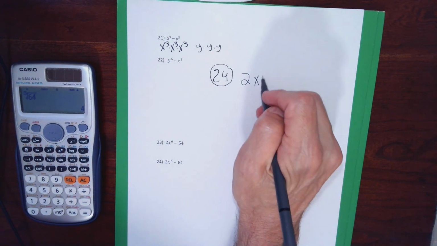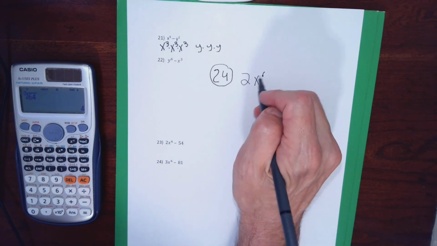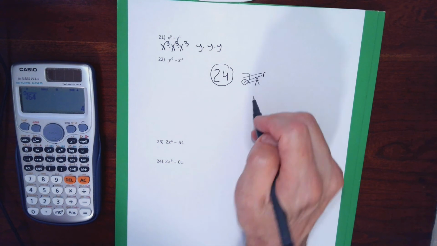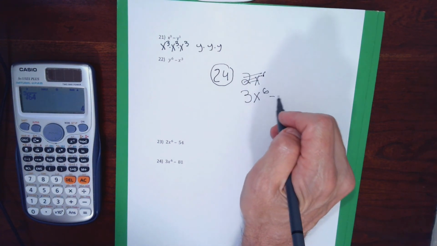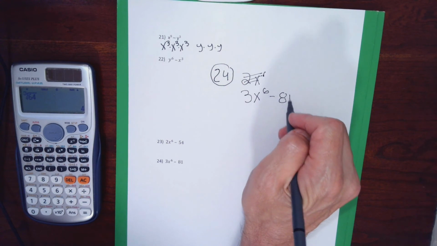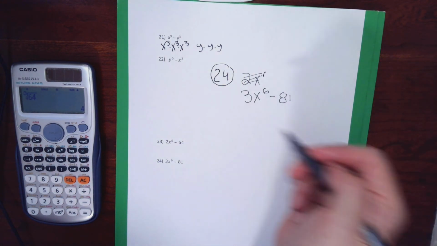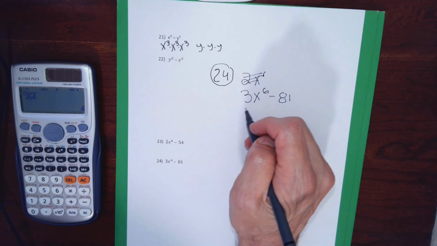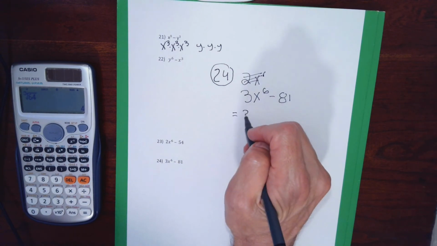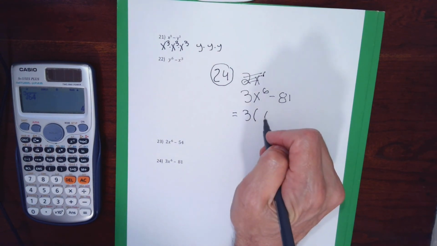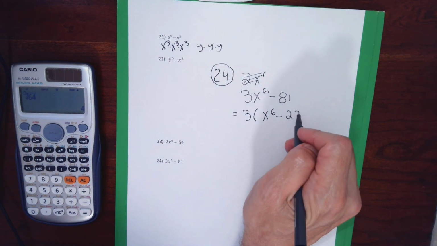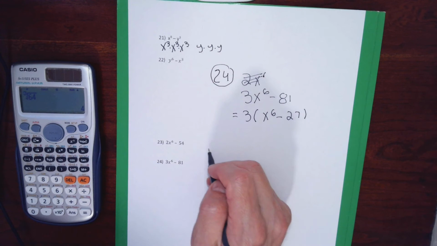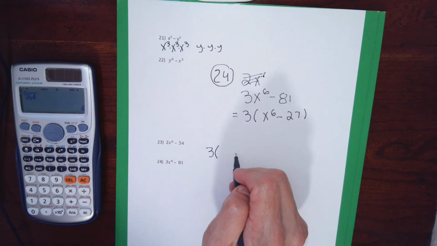My problem 24 and your problem 23 are structurally the same. That's why they're listed next to each other. They have a common factor that I need to factor out. I'm going to factor out a 3 as my GCF. When I factor out a 3, I'm going to be left with an x to the 6th minus 27, which is going to be a cube with a minus, or a difference of cubes.